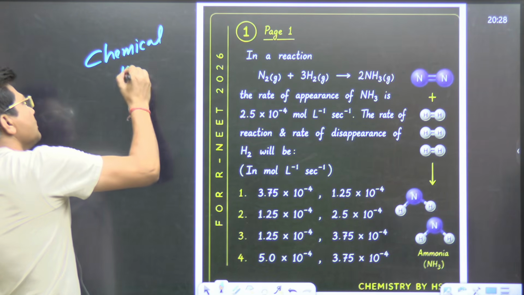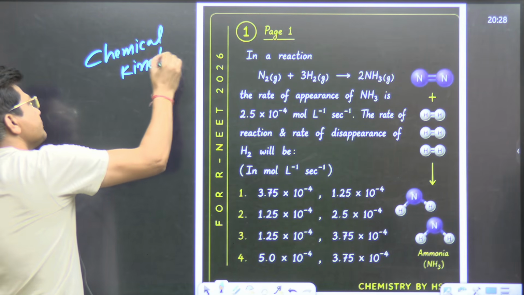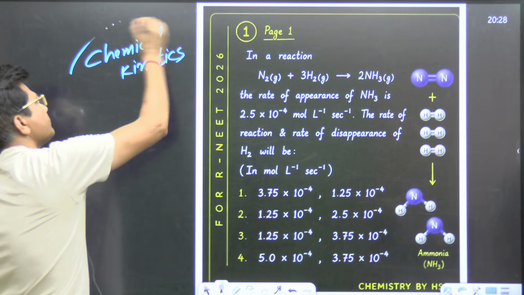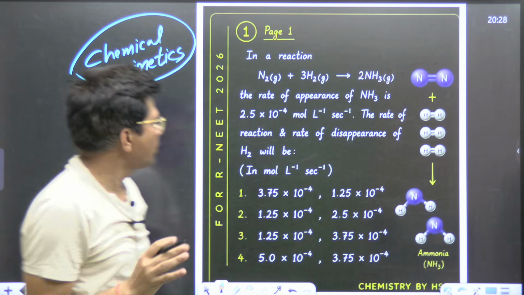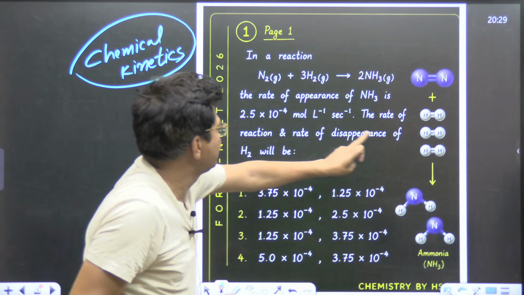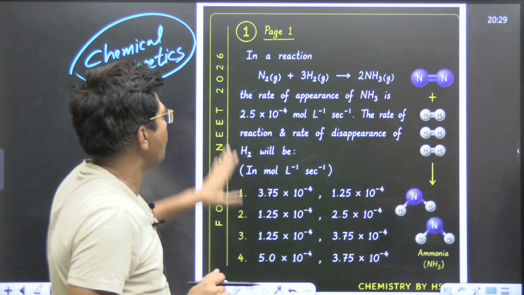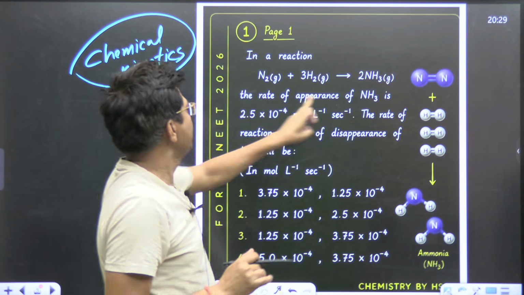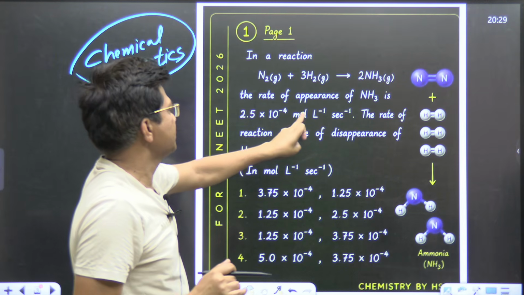Chemical Kinetics. Now see what they are asking. The rate of reaction and rate of disappearance of H2 will be. And what is given? About ammonia is given. This is the concentration, moles per liter.